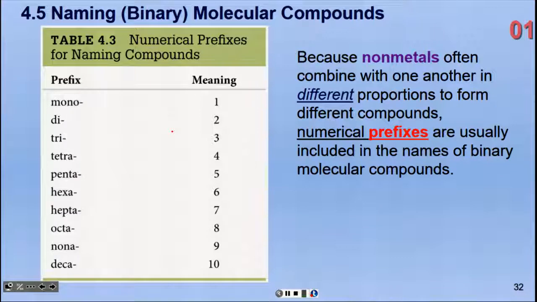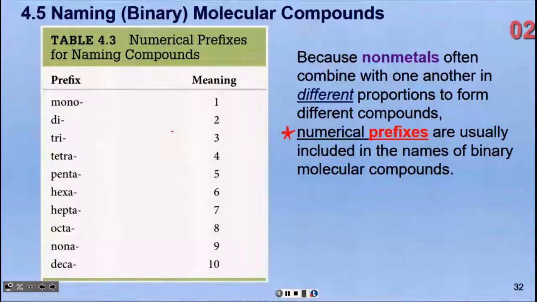So when these things are combining, they're just nonmetals, and there's all kinds of different proportions that they come together in creating compounds. And so you cannot predict what the proportions are going to be by looking at their position on the periodic table. There's lots of different ways they combine. So you have to include details. Numerical prefixes are going to be needed in a name to tell us how many atoms there are in a particular compound.